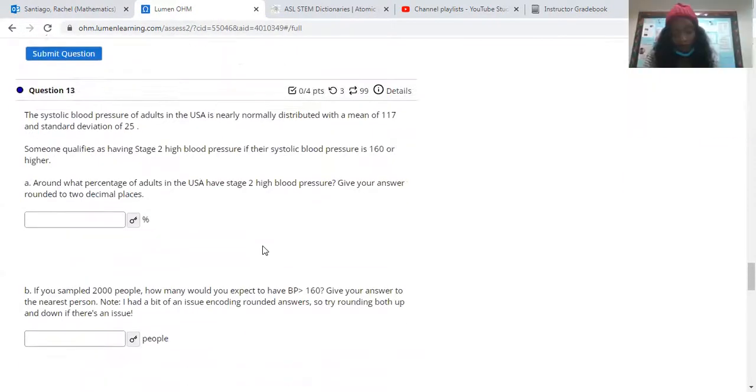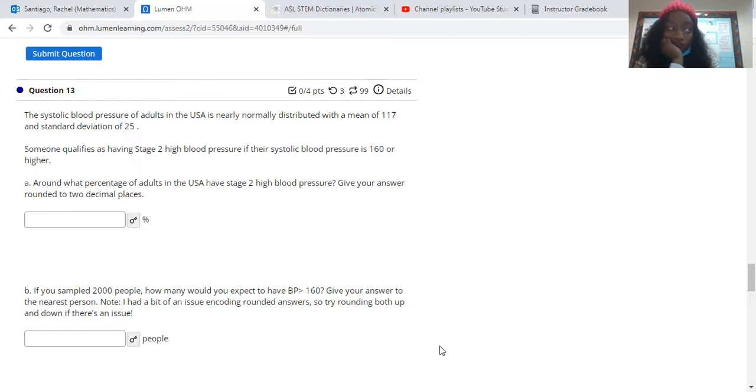Perfect. So with a mean of 117 and a standard deviation, sigma, of 25. I'm taking notes as I'm doing this. It says someone qualifies as having stage 2 high blood pressure if their systolic blood pressure is 160 or higher. So stage 2 is a BP of greater than or equal to 160. That would be stage 2 high blood pressure. Around what percentage of adults in the USA have stage 2 high blood pressure?